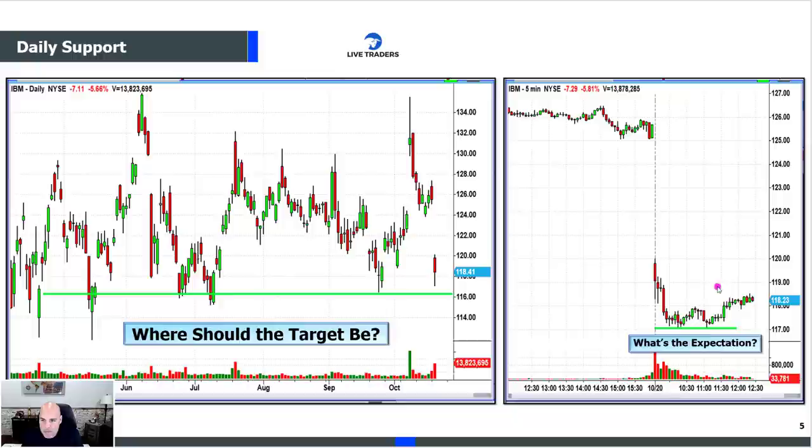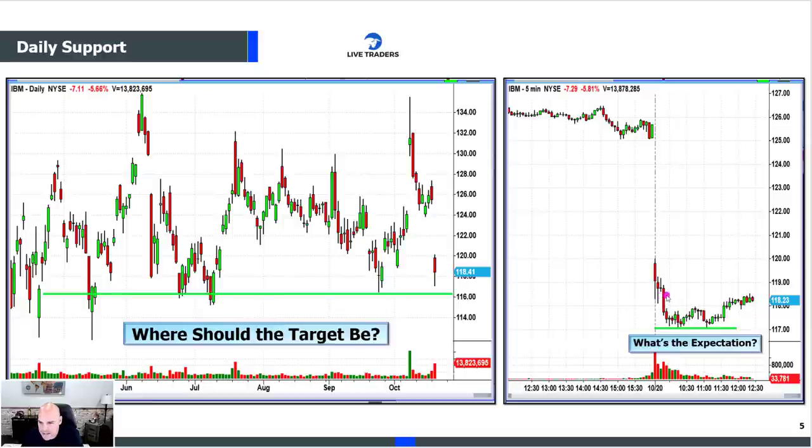So when IBM moved lower yesterday and bounced at 117, you had to understand that there's a good chance it probably wasn't going to go significantly lower than that, right? It might go a little bit lower than that because the pivots were at like 116.30, 116.40, right? But it probably wasn't going to go lower. So if you couldn't get your target between 116 and 117 on IBM, this is a trade you shouldn't have taken.